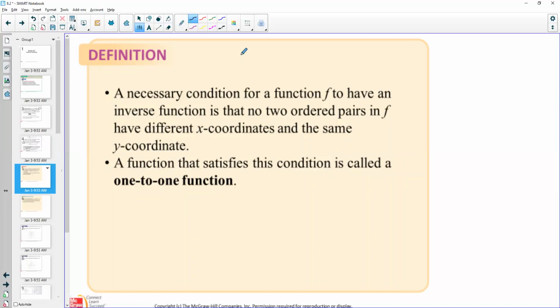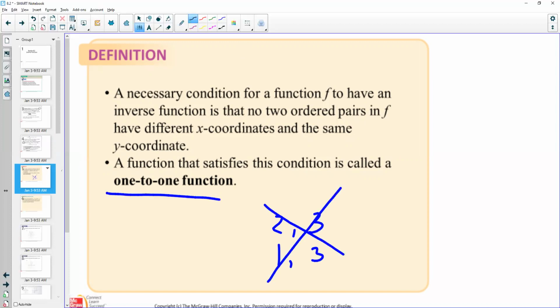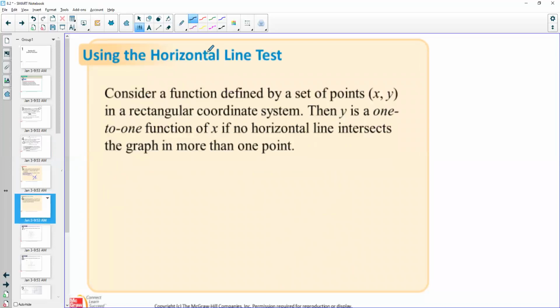In order for this to work, there cannot be any ordered pairs that have a different x coordinate and the same y. So like I can't buy 2 pounds of meat for $3 and also 1 pound of meat for $3. That's not okay. As long as we're not doing this, the function is one-to-one. That's what it means. So if we have a function and we graph it, it's one-to-one if there is no horizontal line that intersects the graph in more than one point. This is called the horizontal line test.